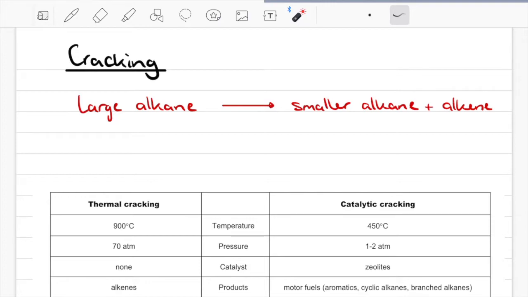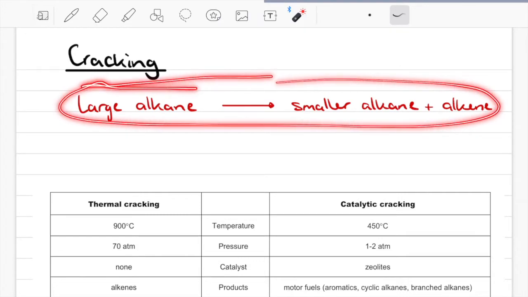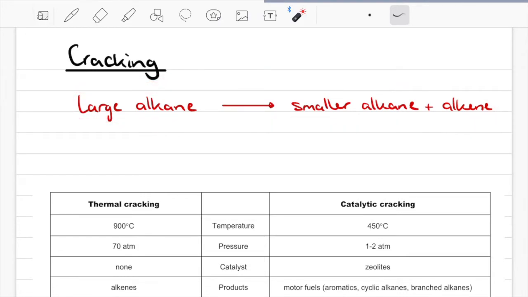If we look at this very basic general word equation, one of the things to use this for is highlighting a particular type of reaction. In chemistry, they can ask you about types of reaction, and this particular one is a decomposition reaction. Now, decomposition reactions are not exclusive to cracking.